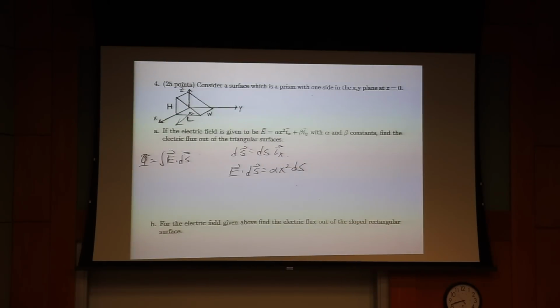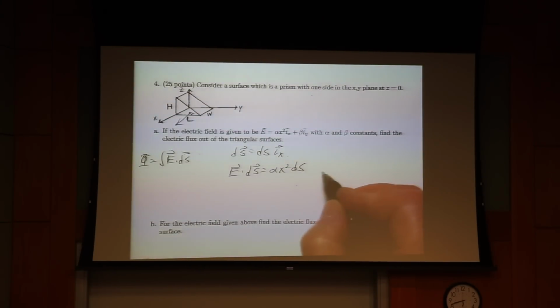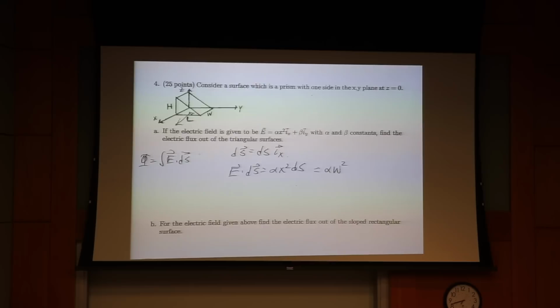So the flux through the back for this electric field would be 0. The flux through the front, x would equal w. And what is ds? It's a piece of a triangle, so when we integrate ds, we get the area of the triangle, 1/2 the height times the base.